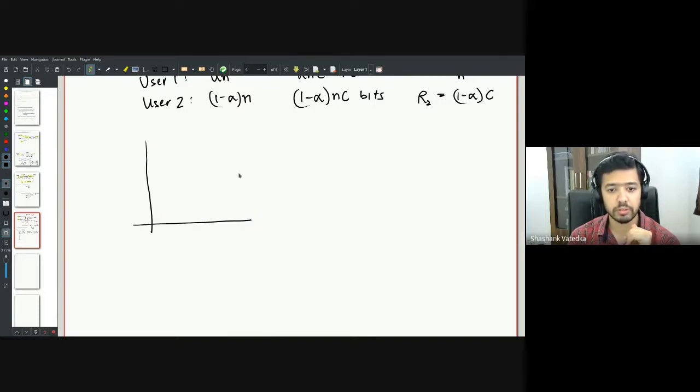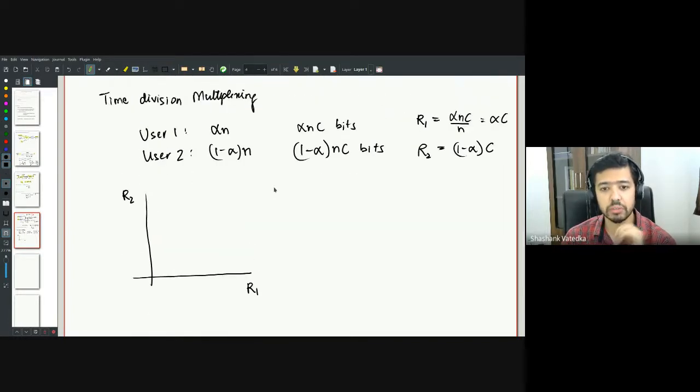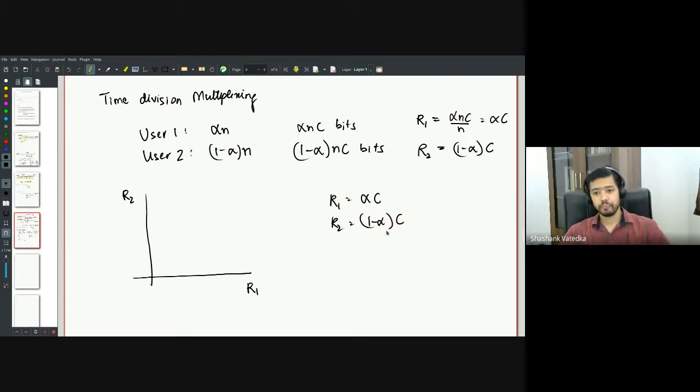Let me draw a plot. R1 is the rate at which user 1 can transmit, and R2 is the rate at which user 2 can reliably communicate to the receiver. So if we use this time division multiplexing scheme, then R1 is alpha times C and R2 is 1 minus alpha times C. This is the rate at which you can operate, where alpha is some parameter which you can vary. You cannot communicate at a rate higher than capacity.